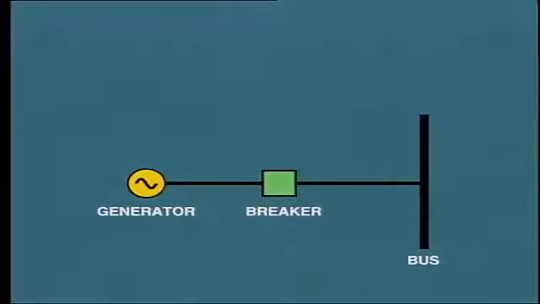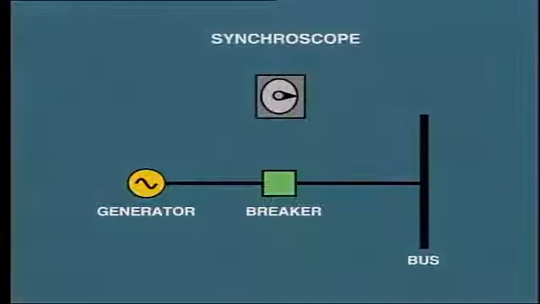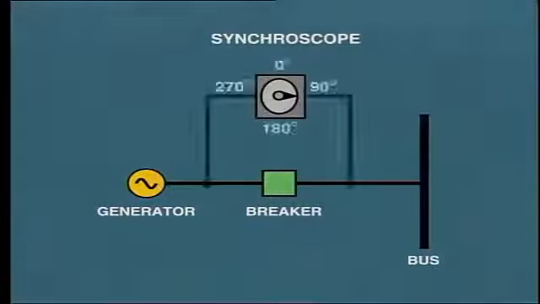For this purpose, a synchroscope is provided. This is connected to either side of the breaker and, in fact, indicates the difference in phase between the two sides. For example, this condition shows that the generator is 90 degrees out of phase with the bus. As the pointer is stationary, it also indicates that the speed, that is, the frequency of both the system and the incoming generator, are identical.